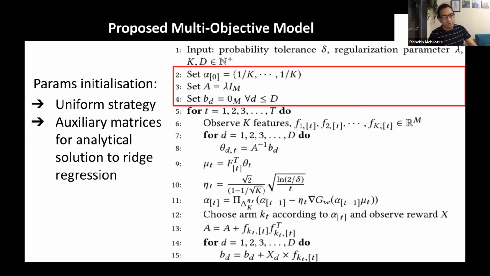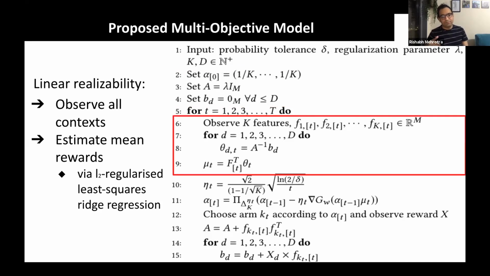We start with a uniform strategy where each card has an equal likelihood of being picked, and we initialize some auxiliary matrices. In general, at each round, we observe a set of context, right? Each round is a user coming to the homepage and us deciding how to create that homepage using this bandit model. So we observe these key features, which is the context, and then we make an estimate of rewards. Again, this is us using some trained ridge regression models to predict what the rewards could be.